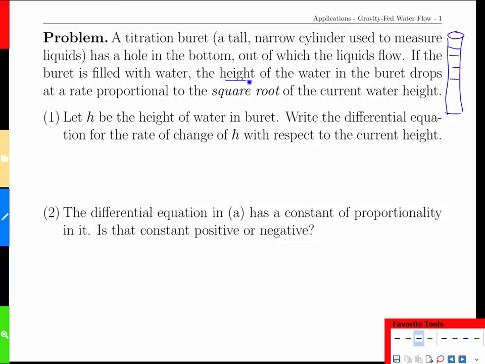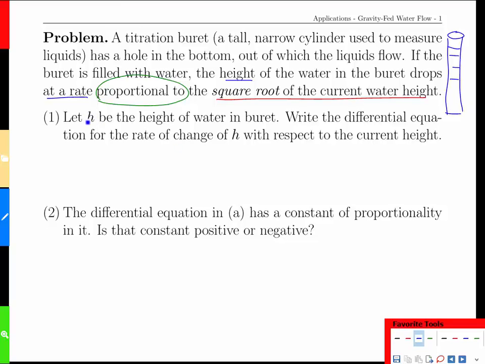The height of the water in the buret is dropping because of gravity, but more directly for our differential equation applications, we can find out the rate at which it's dropping, and that rate is proportional to the square root of the current water height. As we saw back in week 1, we can easily translate that kind of statement into a mathematical statement, which will be a differential equation.